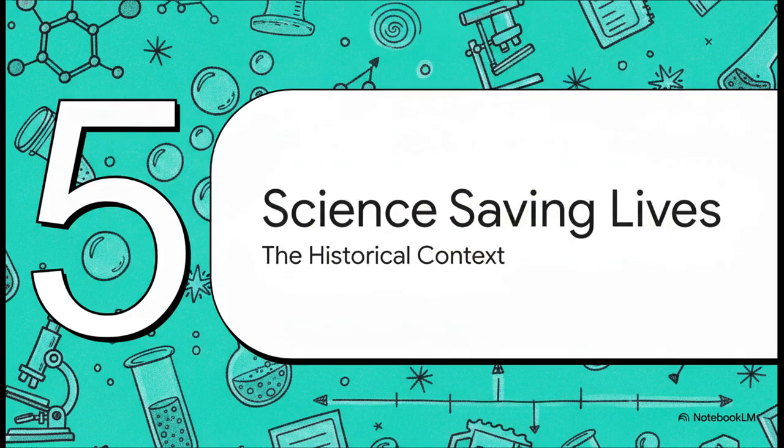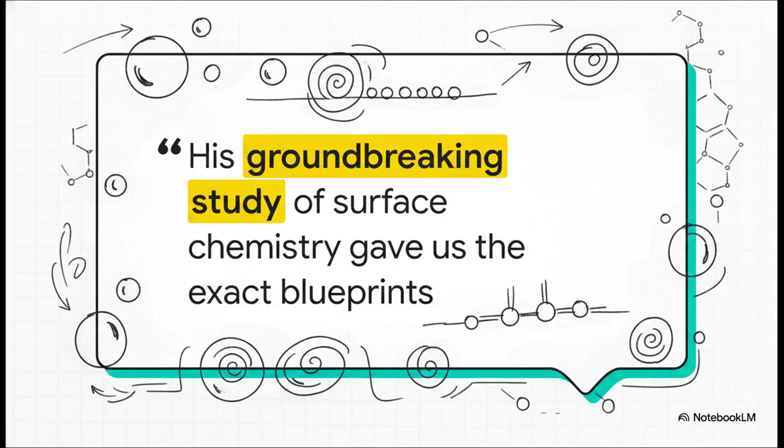Section 5. Science that Saves Lives. The Historical Context. To really appreciate this invisible battle, we kind of have to look back at the pioneering scientists who first figured out how these molecular films even operate. A major pioneer in this was Irving Langmuir. His groundbreaking study of surface chemistry gave us the exact blueprints to understand how oils, water, and molecules interact right at the surface level. It was scientists like Langmuir who decoded this foundational chemistry that is quietly keeping us clean and safe every single day.